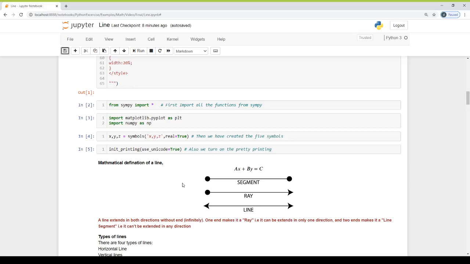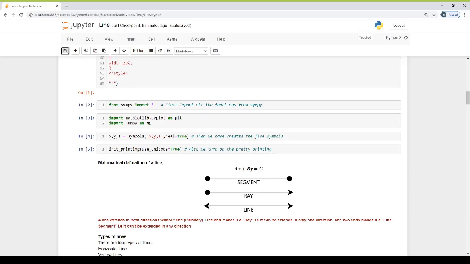In the last videos, we discussed circles and ellipses. In this video, we will discuss lines. A line extends in both directions without end. This is a line. It can be extended in either this direction or in this direction.